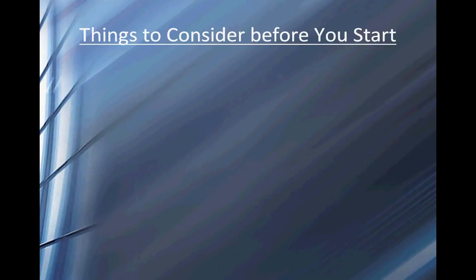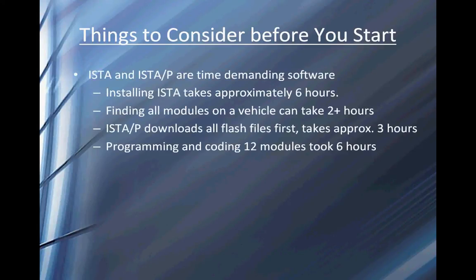Here are some things to consider before you start. ISTA and ISTA-P are time-demanding software. Installing ISTA takes approximately 6 hours. Finding all modules on a vehicle can take 2 or more hours. ISTA-P downloads all flash files first and takes approximately 3 hours. Programming and coding 12 modules took approximately 6 hours.